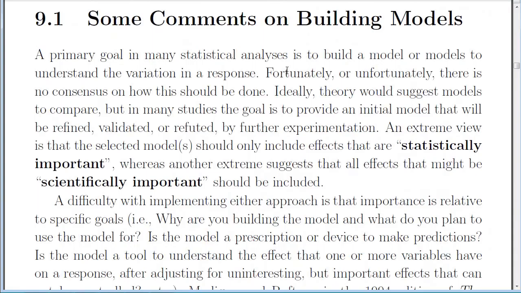The strategies basically shouldn't conflict too strongly in the primary principles, but there's some subtlety and some choices that can be made in terms of what you want to prioritize. So ideally, theory would suggest models to compare, but in many studies the goal is to provide an initial model that will later be refined and validated or refuted by further experimentation. For example, you might collect a set of data to help you generate some hypotheses.